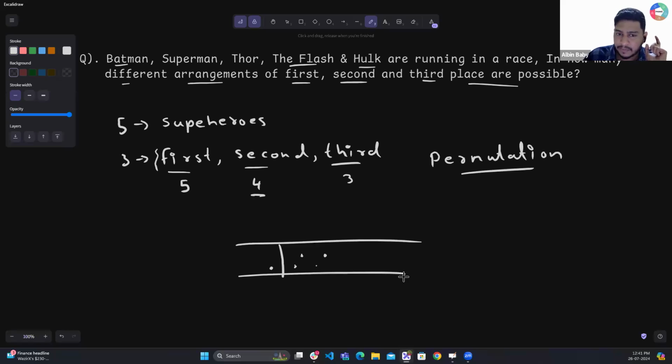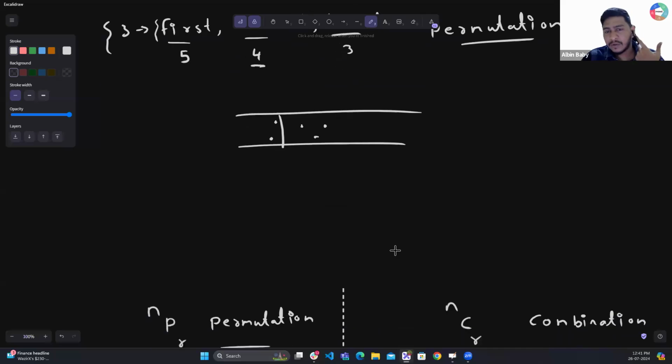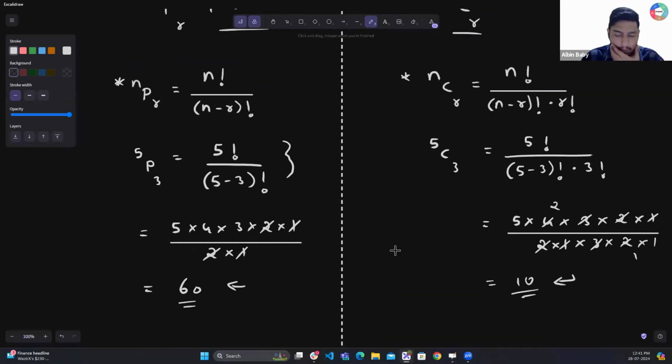Exactly four people, right? So let's say one more person crossed the finish line. How many people are left for the third position? Exactly three people. So here the order mattered, right? Order mattered. So that's why you'll be going with permutation. In the above question, the order didn't matter. So that's why you're going with combination.